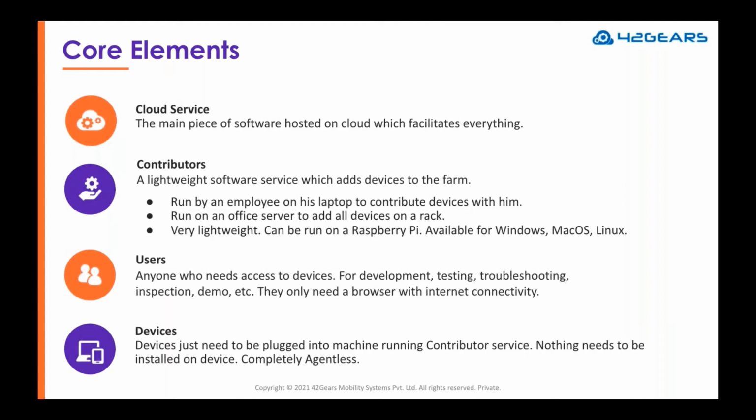The service is very, very lightweight. It can even be run on a Raspberry Pi. In fact, at 42 Gears, we have our offices at different locations, and we are using a Raspberry Pi for a few of our office locations where a single Raspberry Pi is able to enroll an entire rack of devices onto our device farm, making it available to all our teams worldwide. So this service is available for Windows, Mac OS, Linux, any platform. Any employee running any of these operating systems on their machines should be able to contribute the devices readily.